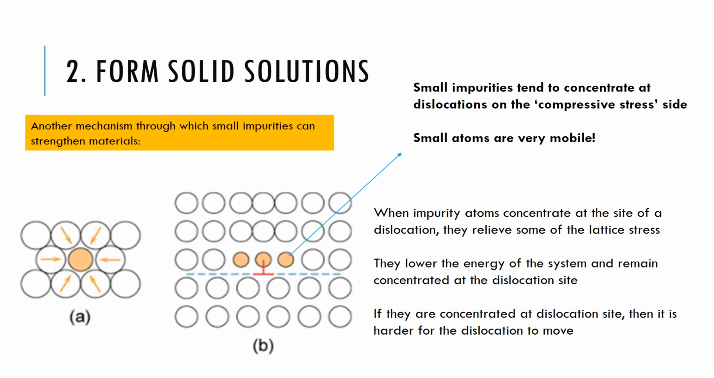Now, another way of thinking about this, another way in which small impurity atoms can strengthen materials, small impurity atoms will tend to concentrate at dislocations on the compressive stress side, so above the Burgers vector. Remember that they're very mobile. This is where they are likely to concentrate.